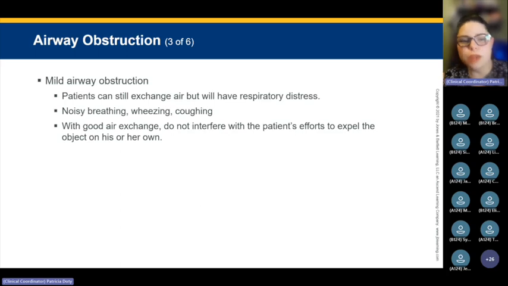A mild airway obstruction is when they can still exchange air, but they have some respiratory distress. So it's going to be more of the wheezing and the stridor, some coughing, maybe something in that nature. And they'll have good air exchange, so don't interfere with the patient's effort to expel whatever that object is. Just leave it there.